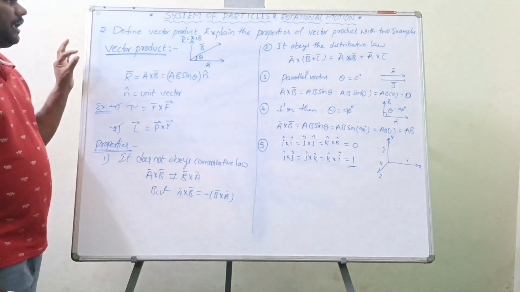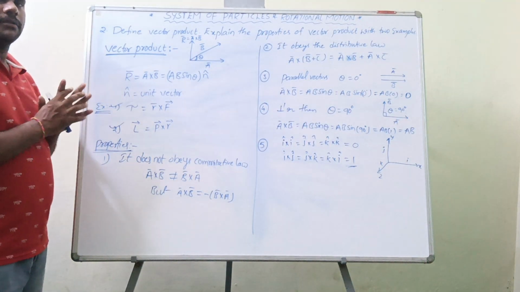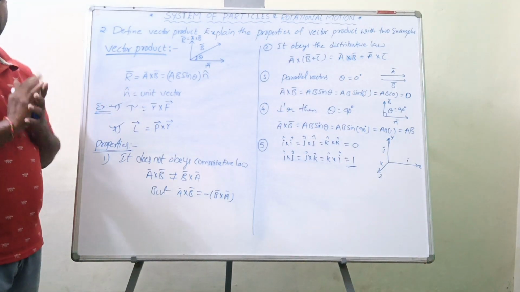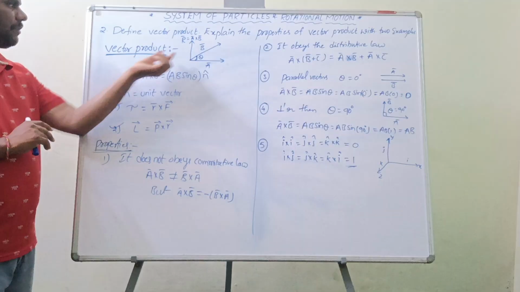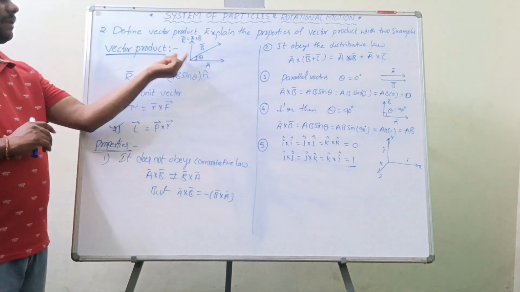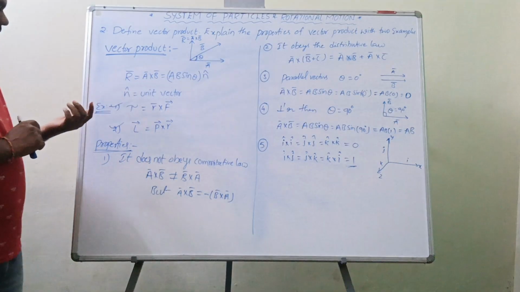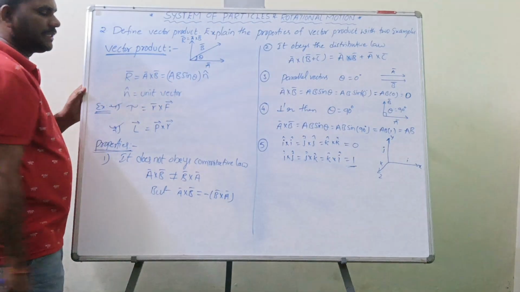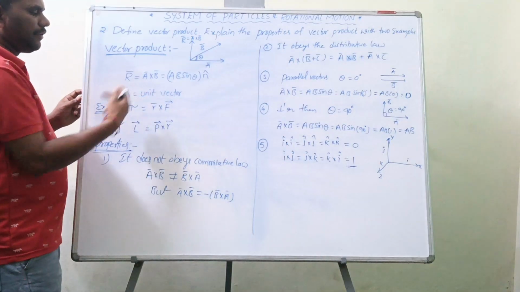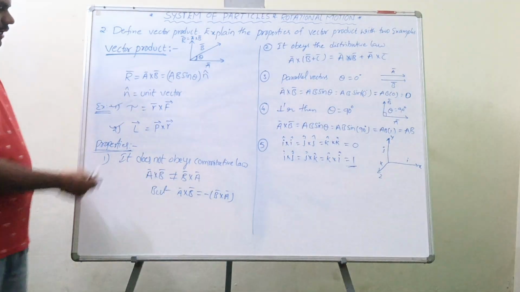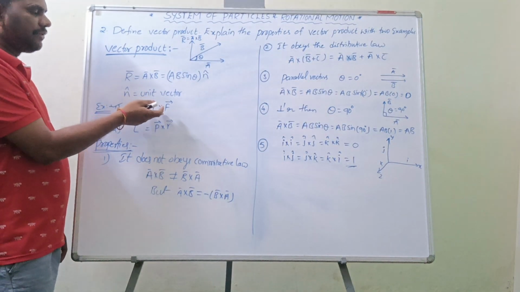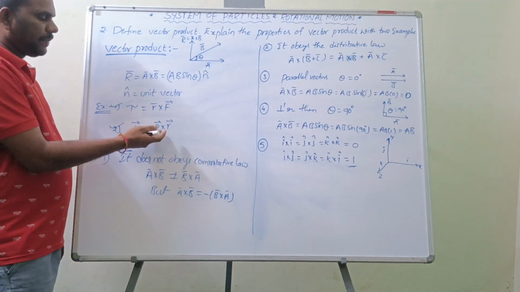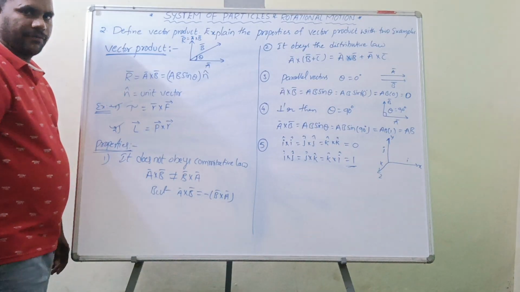So finally, once again, vector product means if two vectors are multiplied to give a vector. If a bar and b bar are two vectors with resultant angle theta, then it gives ab sin theta, and n cap is the unit vector. What are the examples? Tau is equal to position vector cross force vector, and angular momentum is equal to position vector cross momentum.